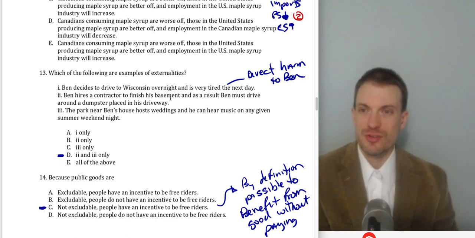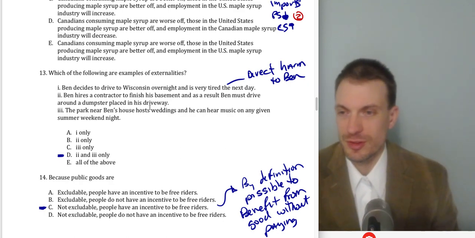If I hire a contractor to finish my basement, as a result, I have to drive around a dumpster placed in my driveway. So the primary activity is hiring a contractor. The contractor decides to place the dumpster in my driveway. Now we have to drive around it, and so this is a negative external effect. I'm the bystander relative to the decision to complete the basement.